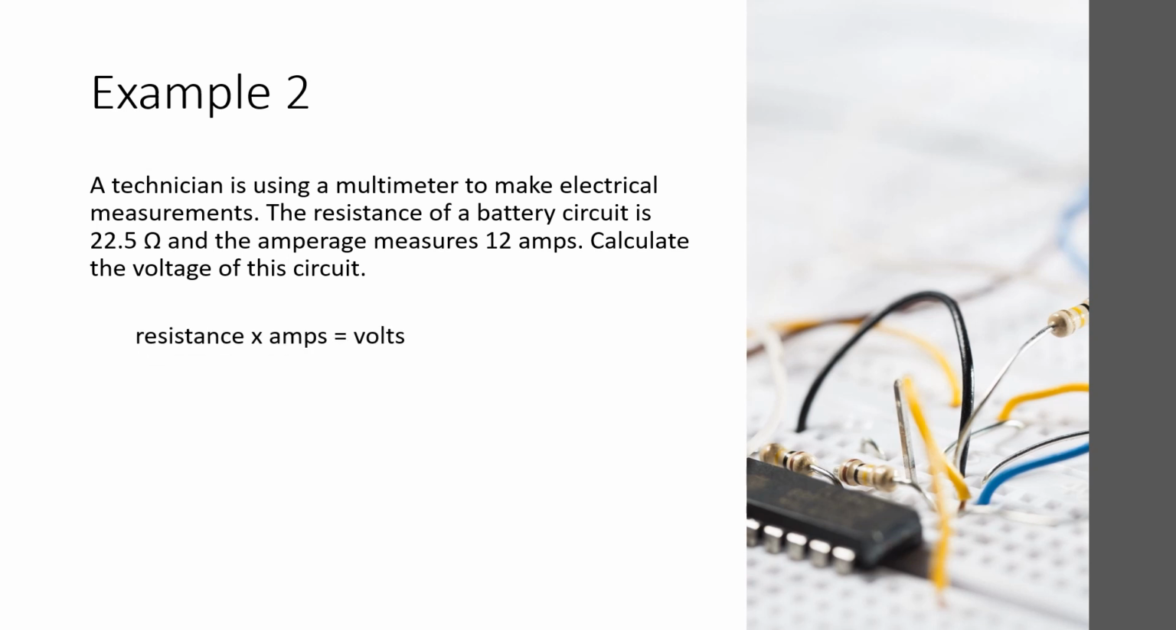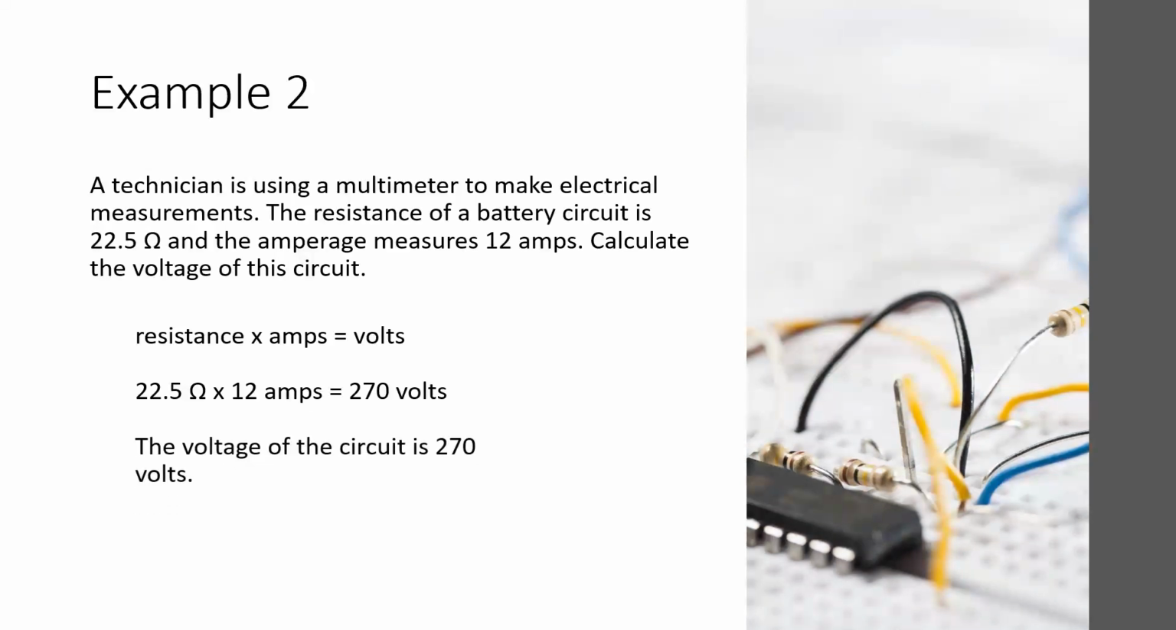To begin, we know that resistance times amps equals volts. So now that we've set up our formula, it should look like this. 22.5 ohms times 12 amps equals 270 volts. So the voltage of the circuit is 270.